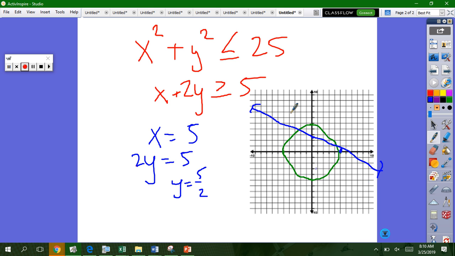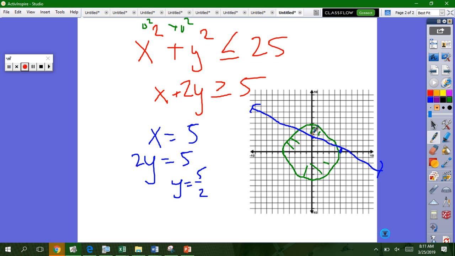So I'm going to work on the top. I'm going to work on the circle. What's a point that's really nice that doesn't go through the circle? If I can, I like to use 0, 0. So when I plug it in, I get 0 squared plus 0 squared. Is that less than 25? True or false? True. So therefore, I shade within where that point is. So it's on the inside of my circle. Does everybody get that? Yes, no?